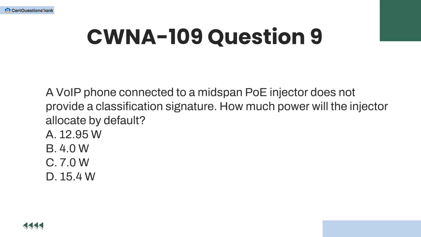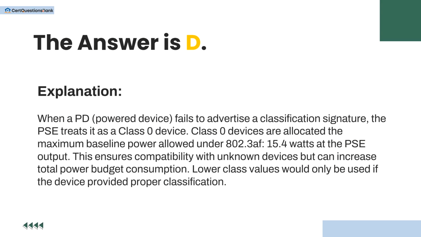A VoIP phone connected to a mid-span PoE injector does not provide a classification signature. How much power will the injector allocate by default? A. 12.95 W. B. 4.0 W. C. 7.0 W. D. 15.4 W. The answer is D.